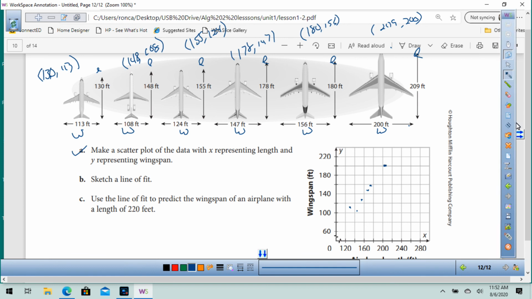Sketch a line of fit. So we're going to try to draw a line that goes as close as we can to all of them. And we'll say that's maybe it right there. So we did that.